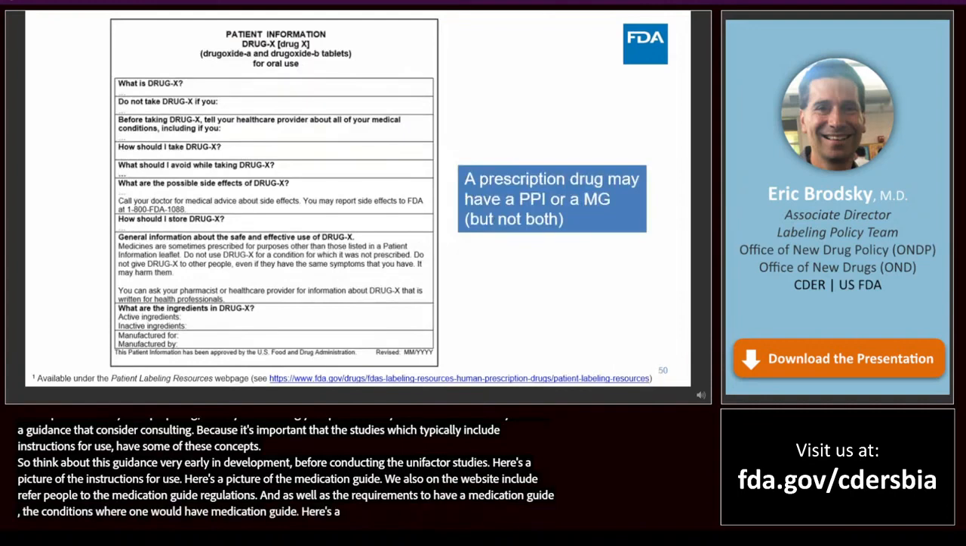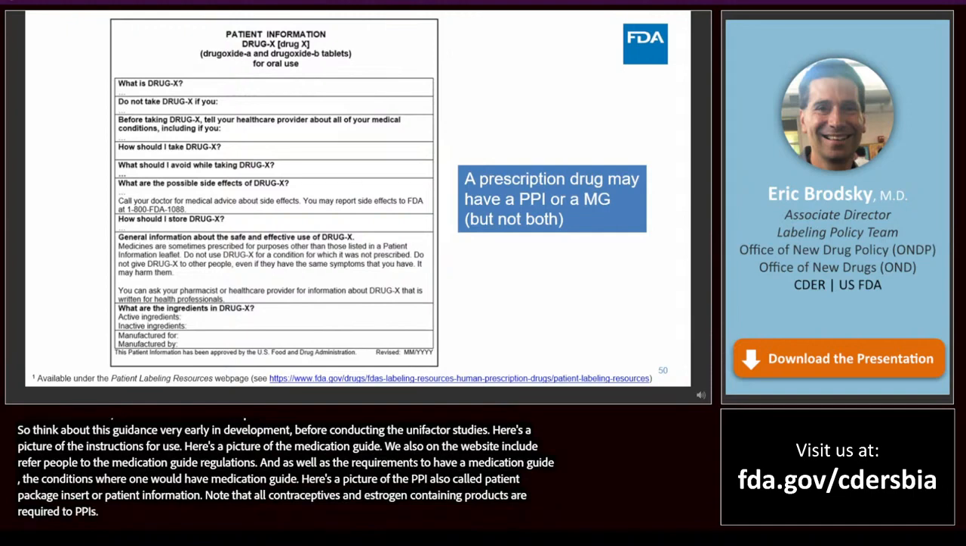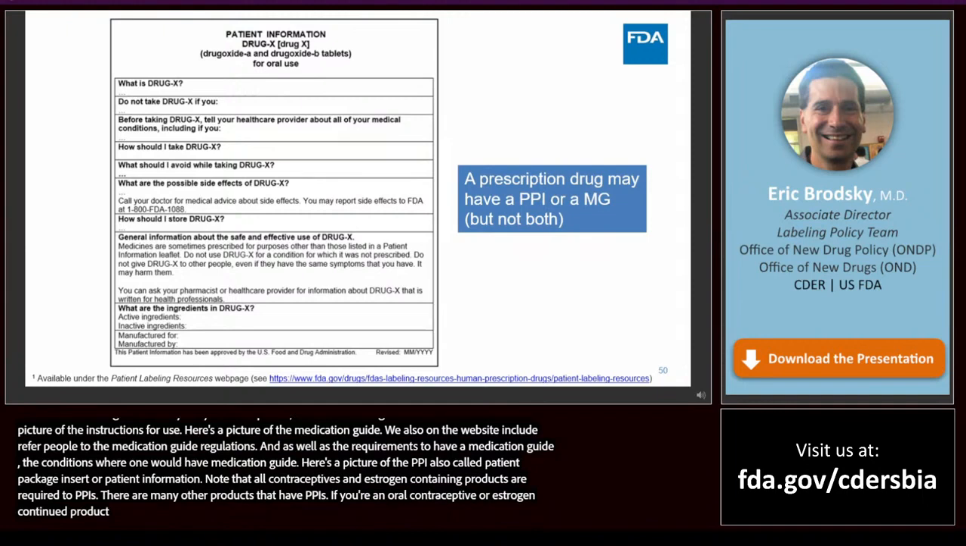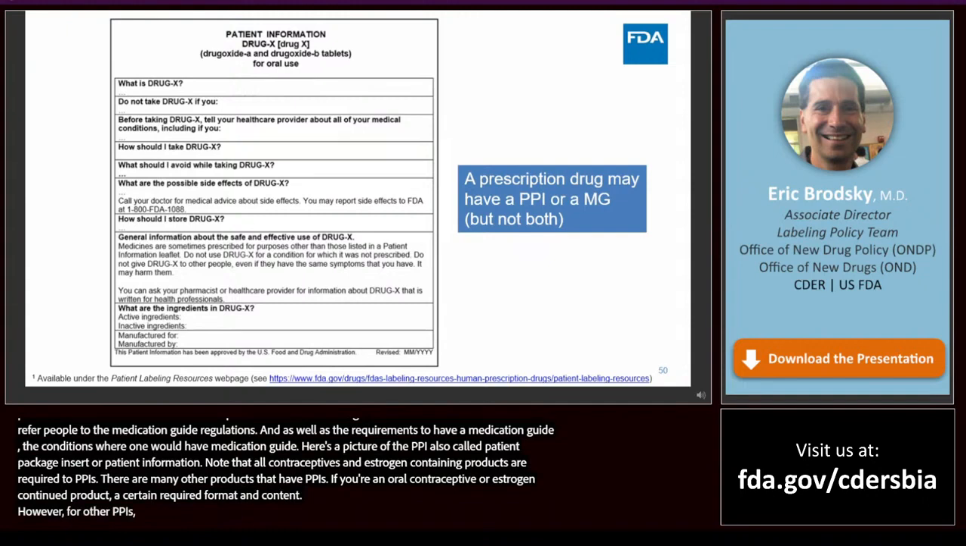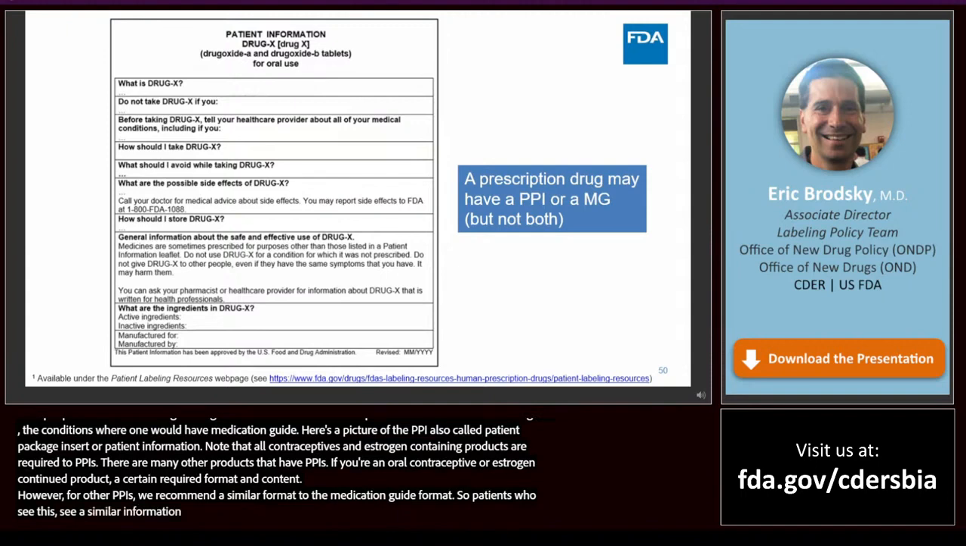Here's a picture of the PPI, also called patient package insert or patient information. Note that oral contraceptives and estrogen-containing products are required to have PPIs. There are many other products that have PPIs. If you're an oral contraceptive or estrogen-containing product, there's certain required format and content. However, for all other PPIs, we recommend a similar format to the medication guide format, so patients who see this see similar information. One either has patient information or a medication guide. One does not have both.